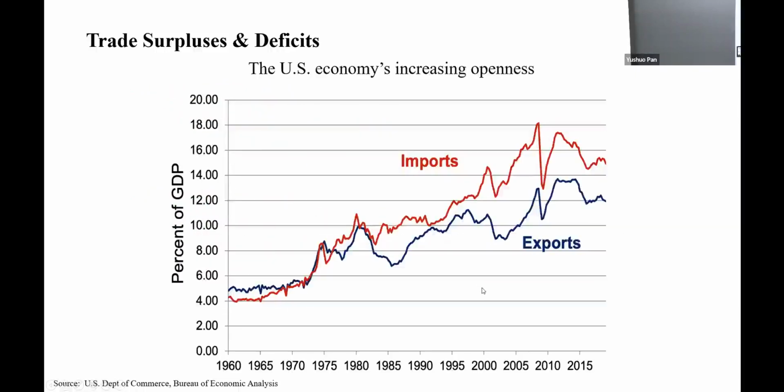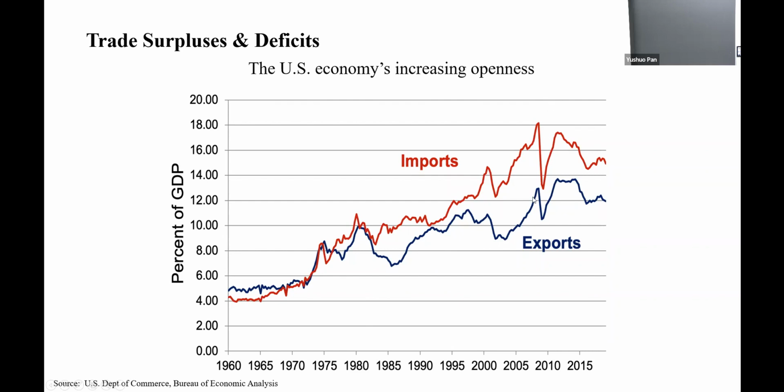So we learned this before. According to this chart, that's the US economy's increasing openness. From 1960 to 2019, you can see the US imports and the US exports. We can see that starting from around 1982, imports and exports are kind of different. Before this time, for the United States, imports and exports were kind of similar, so net exports were kind of zero. But after 1982, imports are bigger than exports, which means net exports are smaller than zero for the United States after 1982.